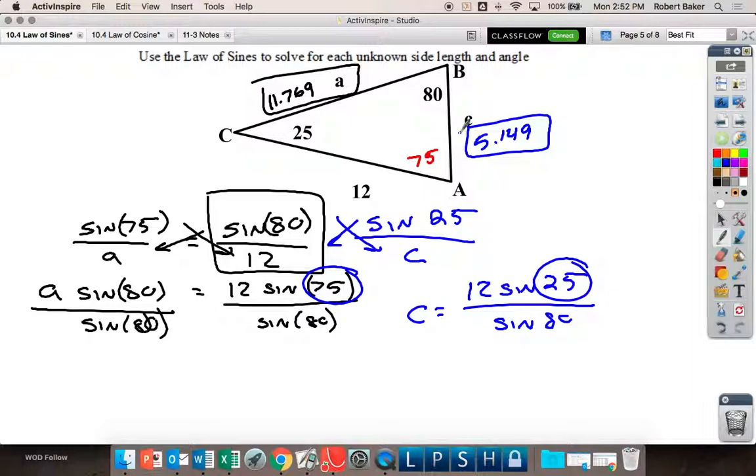Then you check, you overlook your answers to see if they make sense. 25 is the smallest angle and 5 is the smallest side. 80 is the largest angle and 12 is the largest side. So everything checks out. And then 5 plus 11 is 16, and 16 is bigger than 12. So the triangle does exist in geometry.